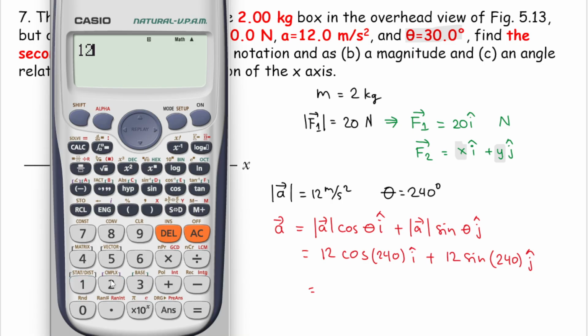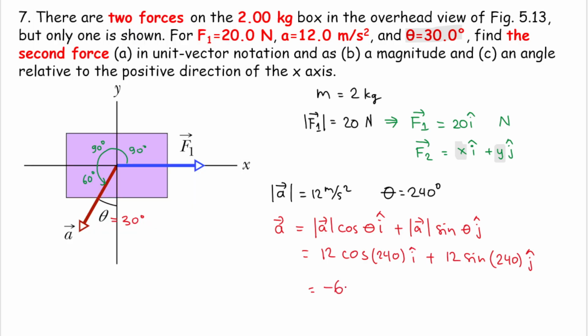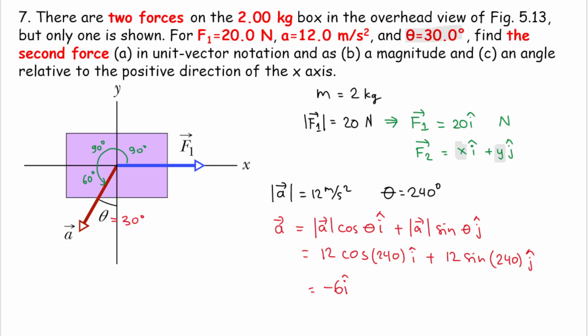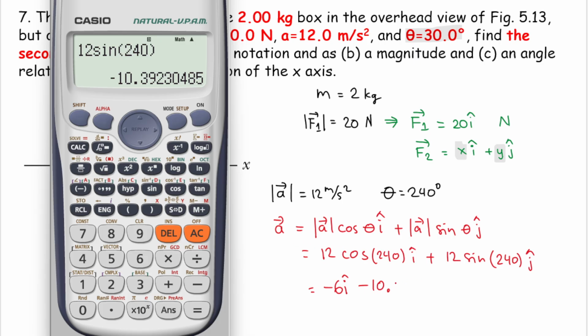So we will have 12 cosine 240. We will have minus 6 here, minus 6i. Okay, and then plus we will have what? 12 sine 240. We'll have minus 6 square root of 3, or minus 10.392.